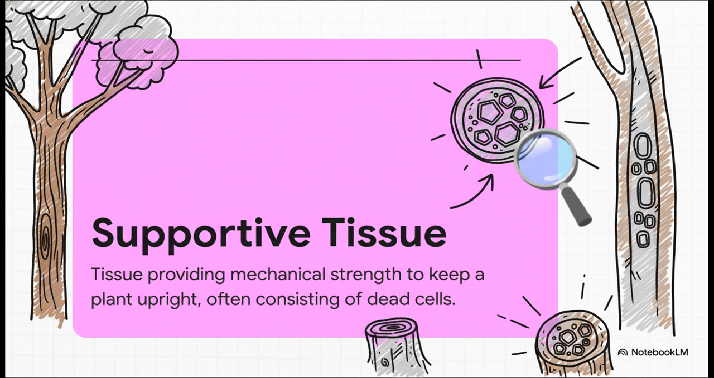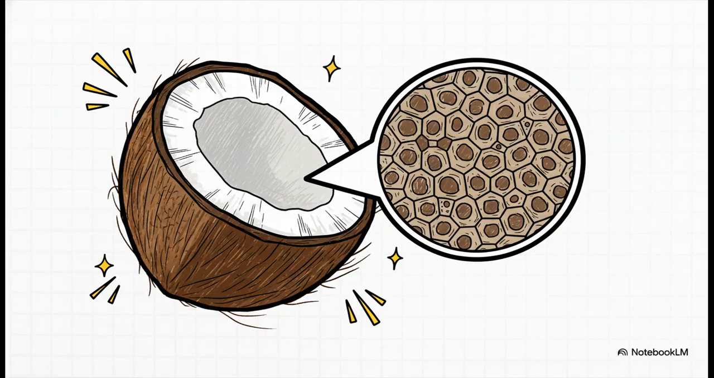So this supportive tissue is all about providing mechanical strength. And think about it. Using dead cells is a very efficient way to do it. These dead cells have thick, strong walls, and the plant doesn't have to spend any energy to maintain them. It's a low-maintenance solution for a life of standing still. A perfect example that you have all seen is the husk of a coconut. You know how hard and fibrous it is? Well, that strength comes from a supportive tissue called sclerenchyma, and it is made up entirely of dead cells.